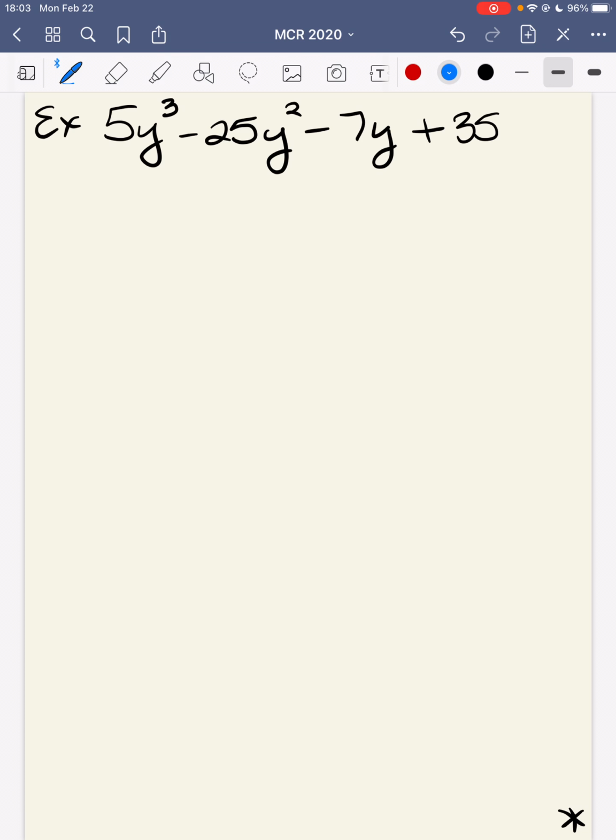Last one here is this one. I would love for you to try this on your own first and pause it and try it. All right, so I'm looking for a GCF for all 4 terms. This fails because 7 is not divisible by 5. So step 1 is done. There's no GCF for all 4 terms.